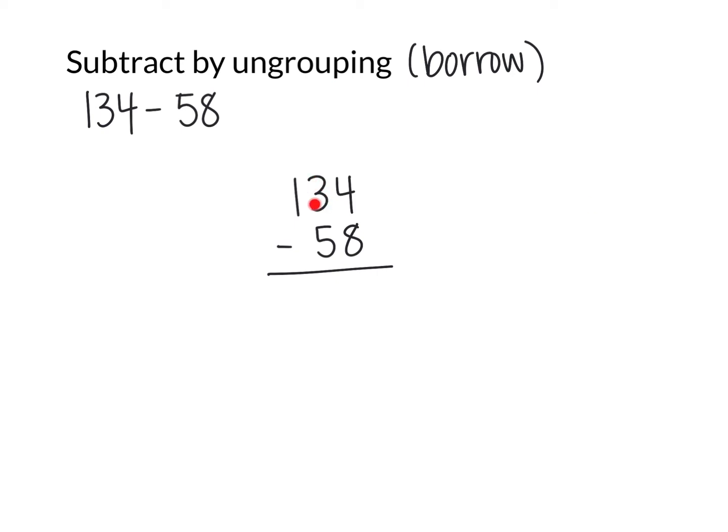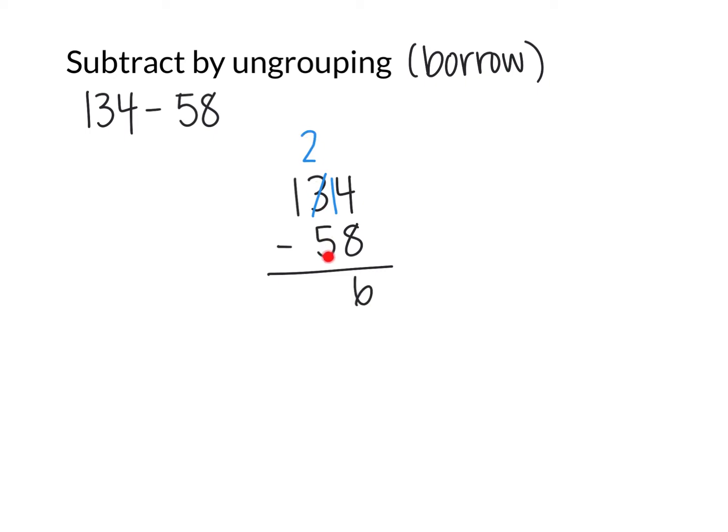Now I know that this 3 really means 30. So if I want to borrow, I'm going to borrow 10 and bring it over here to the ones so that I can subtract 8. Now I'm going to look at 14 minus 8. I can do that. It's 6.